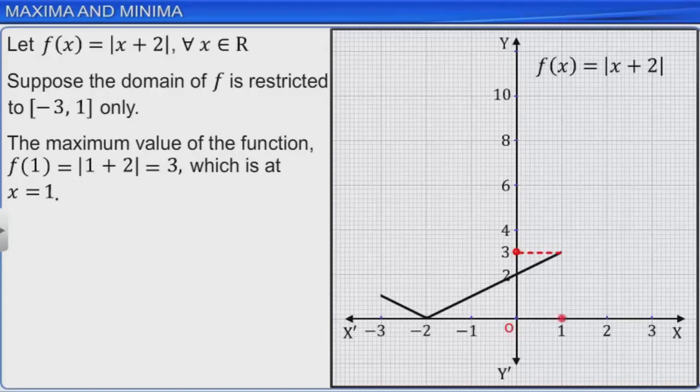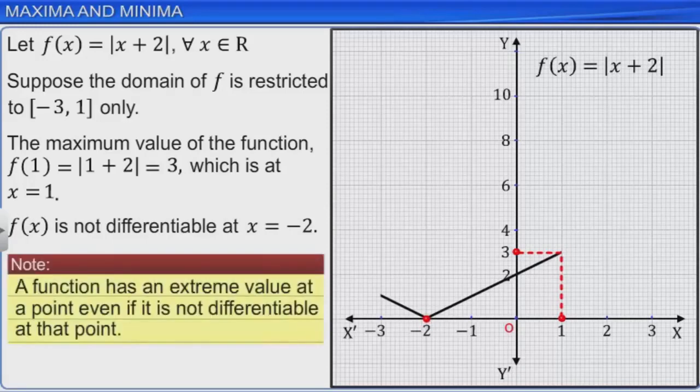If you notice, you will observe that the function is not differentiable at x = -2. This shows that a function has an extreme value at a point even if it is not differentiable at that point.